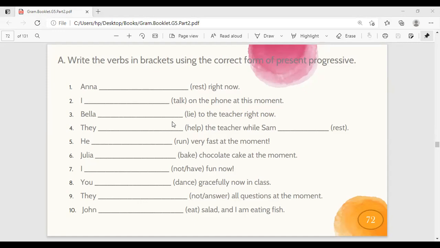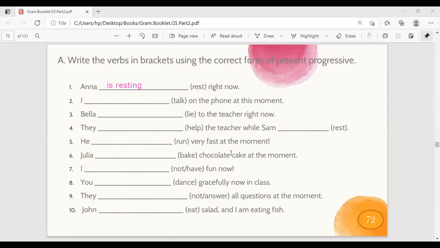Anna rests right now. Anna is resting. Excellent. Anna is resting. Why did you use is not are? Because Anna is singular. Excellent. Anna is resting. Bravo Hala. Thank you. Okay. Mahdi.